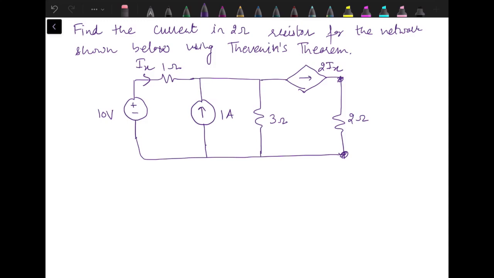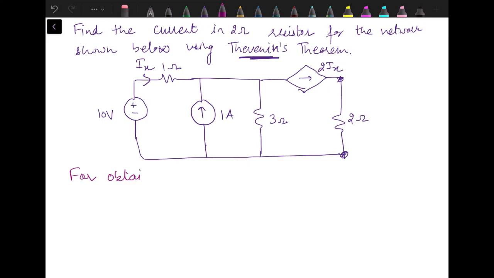Now, for Thevenin's equivalent, we need open circuit voltage and RTH. And to find out RTH, we need the value of short circuit current as well. That's why I said that we can draw the Thevenin as well as Norton's equivalent, though it's asked to calculate by Thevenin's theorem only.